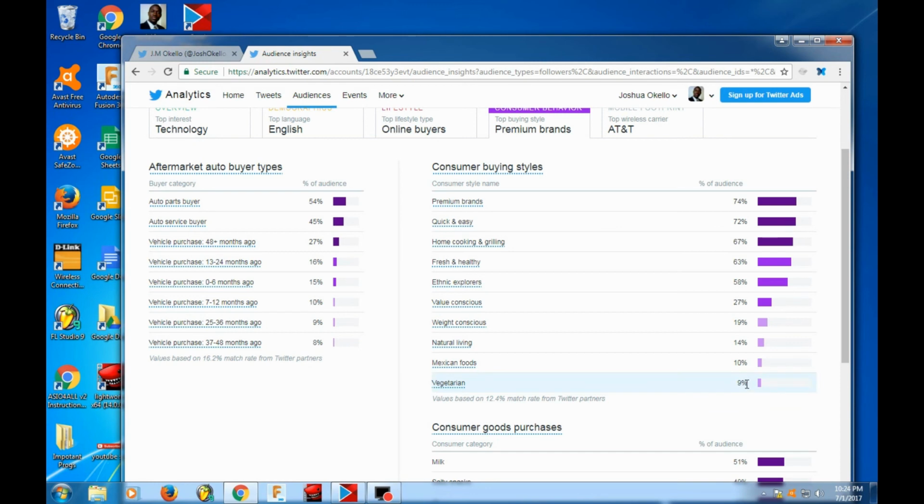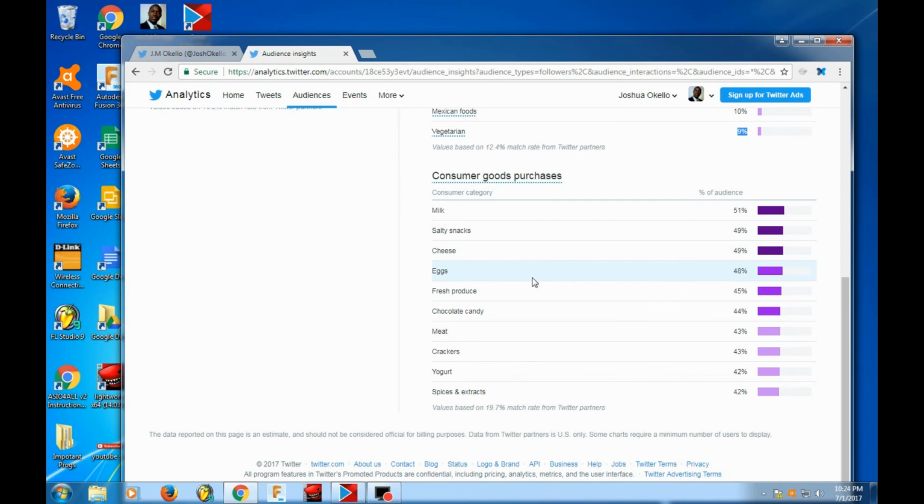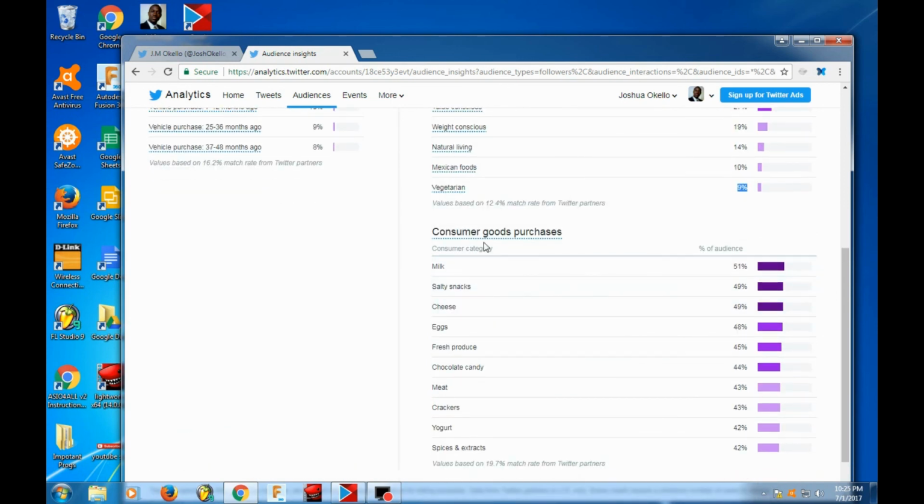Vegetarians, 9%. That's a big number if you look at 9% of everybody who is interacting with you online. Now, if you write a book on vegetables and the life of a vegetarian, you stand a chance of getting this amount of people. 9% is still very high if you consider everybody who goes online, who has an email and goes on social media, Twitter, Facebook, name it. This is where the information is, and you need to get this information to make money. We even have consumer goods purchases. 51% of people buy milk. Salty snacks, 49%. If you want to start a salty snack business, you can guarantee that about 49 to 50% of people will be buying your salty snacks.